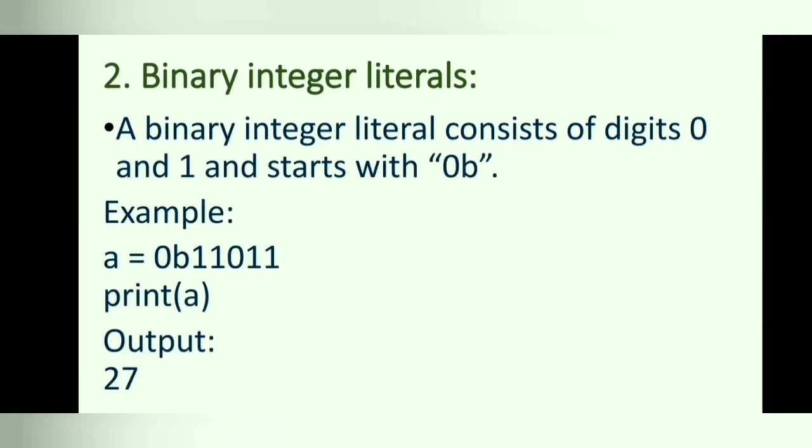Binary integer literals. A binary integer literal consists of digits 0 and 1 and starts with 0b. B may be uppercase or lowercase. Example: 0b11011 is assigned to A. Print A. The output will be 27. The output will be displayed in the decimal number system.